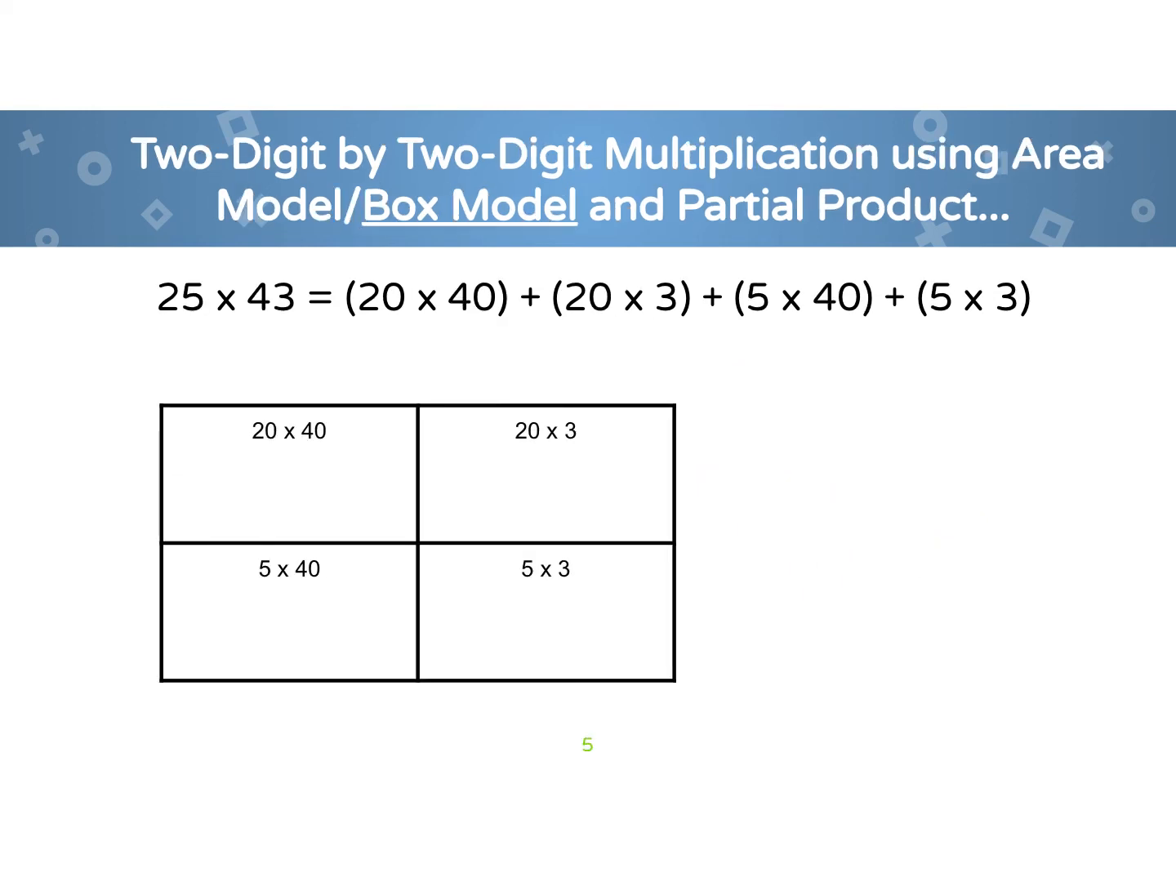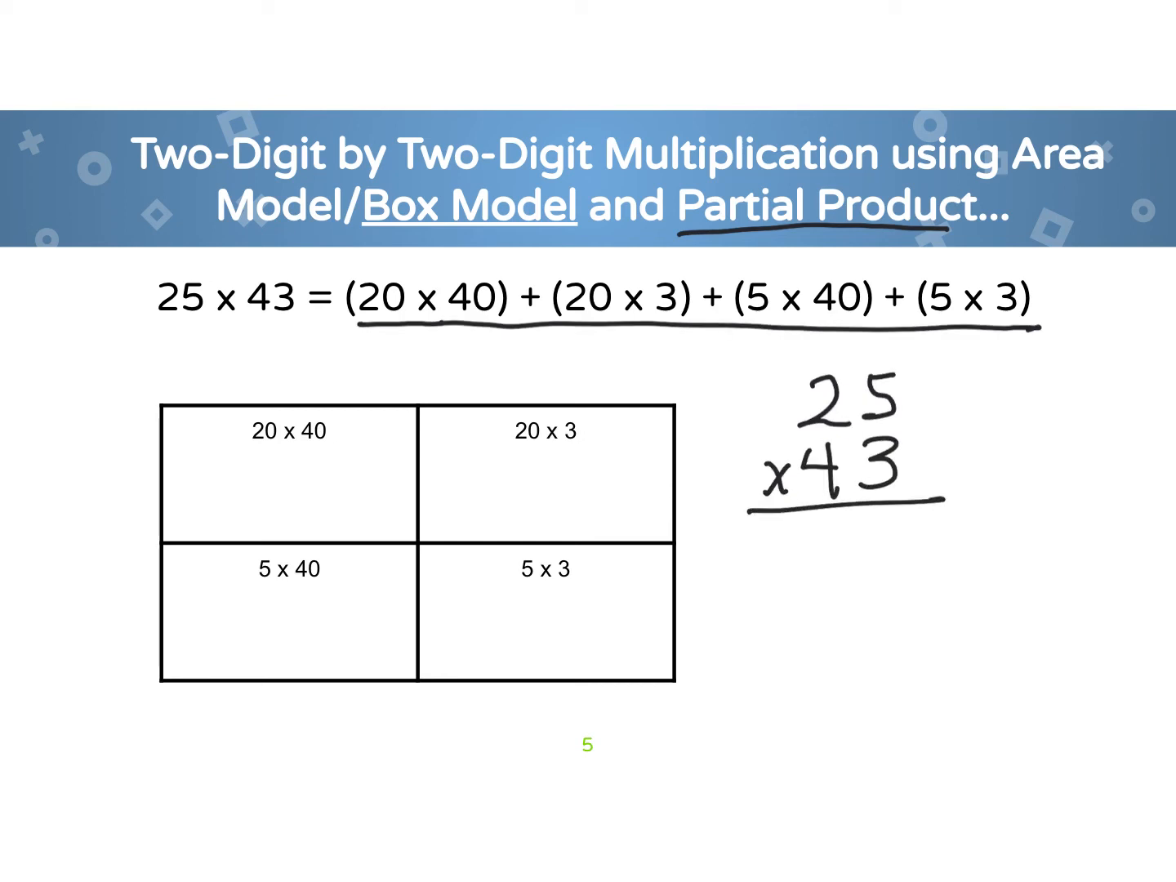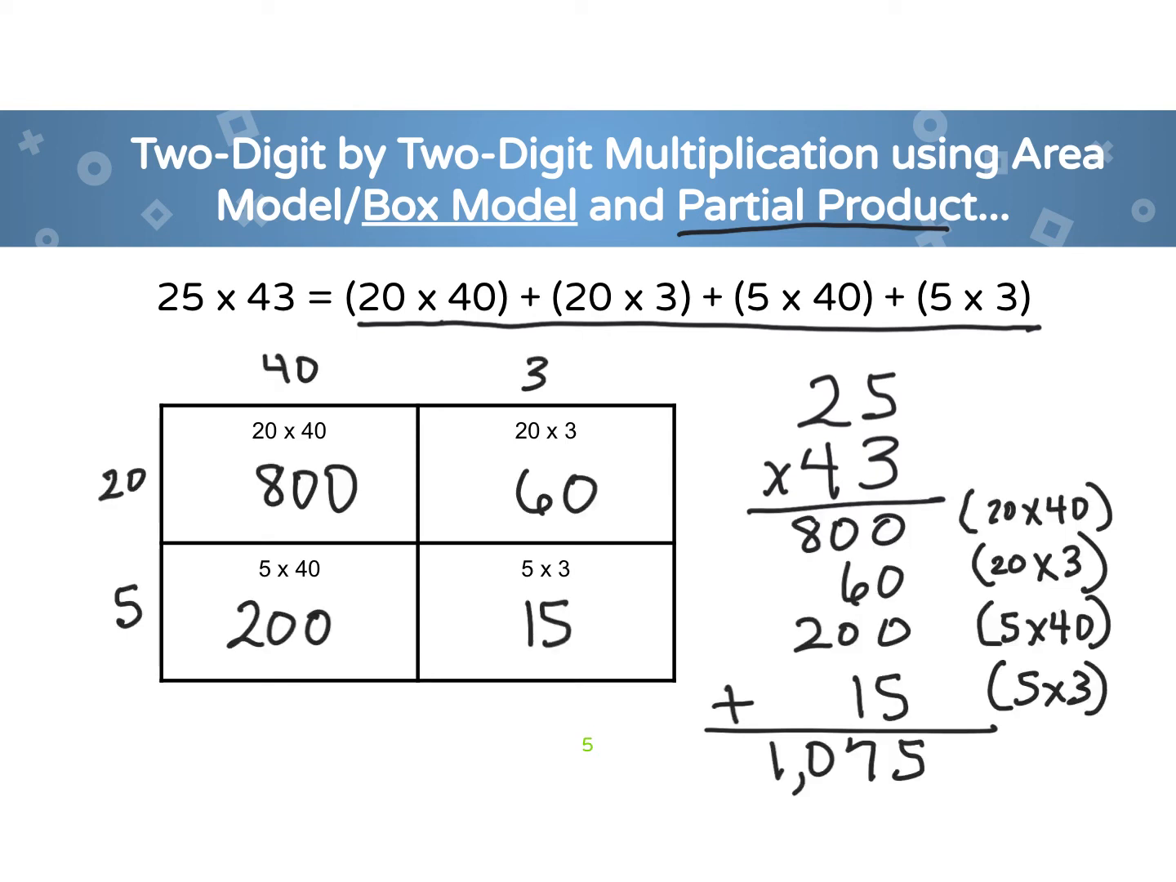Okay, in box number 3, remember we're showing that we have distributed this out up here. So I want you to write that out, and then I want you to do the box model, and then over here in your box I would like you to go ahead and do the partial product. So that's going to be 25 times 43. Go ahead and do your partial products and get your answer. Okay, if you check your box model and you do your partial product, you should get 1,075.